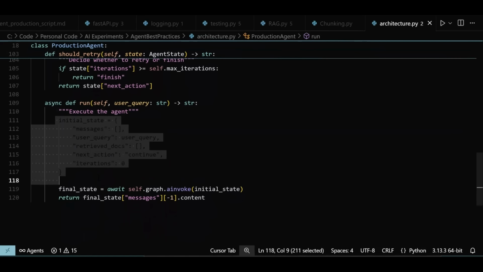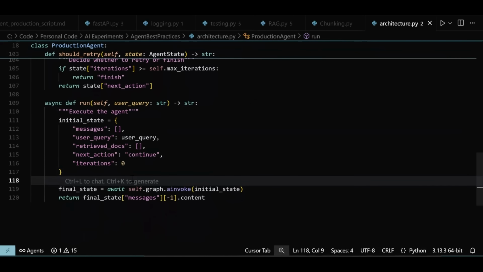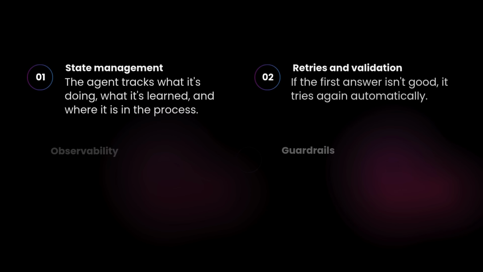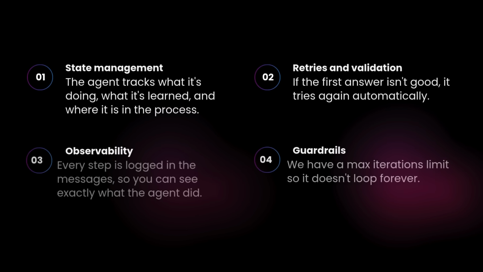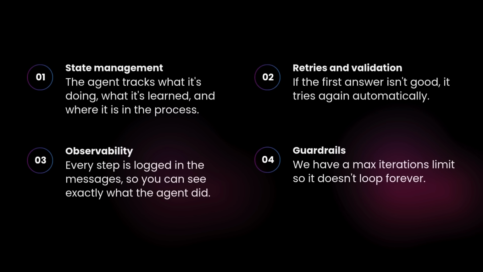1. State management. The agent tracks what it's doing, what it's learned, and where it is in the process. 2. Retries and validation. If the first answer isn't good, it tries again automatically. 3. Observability. Every step is logged in the messages, so you can see exactly what the agent did. 4. Guardrails. We have a max iterations limit, so it doesn't loop forever.